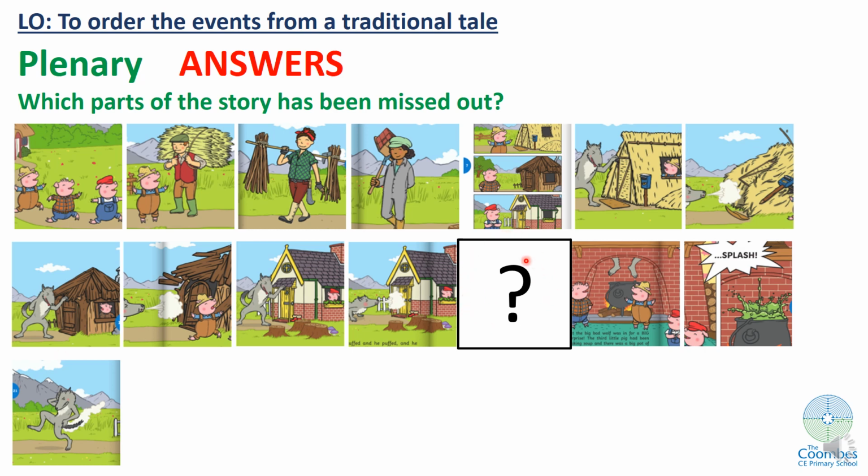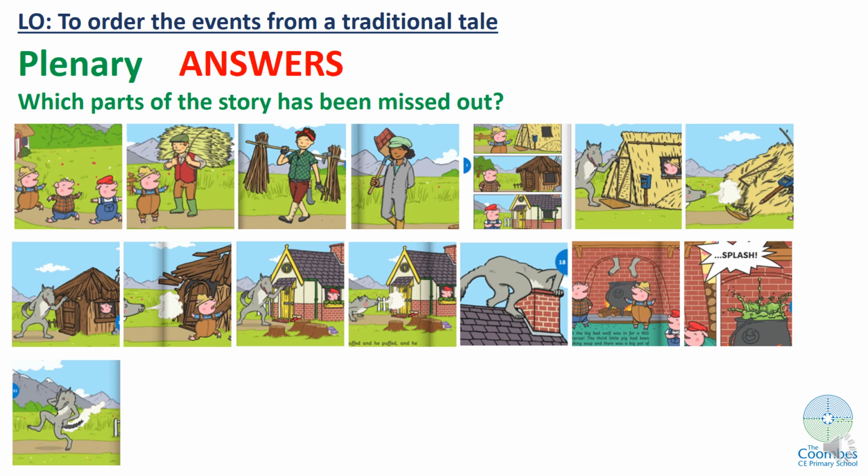Over to this question mark then. So the wolf has just tried to blow down the brick house and it didn't work. So what does he do when he realizes he can't blow down the brick house? He climbs down the chimney. Well done if you could remember all those parts of the story.